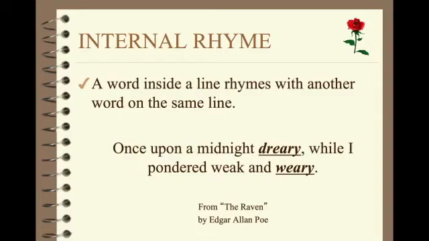For example, from The Raven by Edgar Allan Poe, we have once upon a midnight dreary, while I pondered, weak and weary. Notice the words dreary and weary rhyme, and yet dreary is not at the end, and therefore it is not an end rhyme.